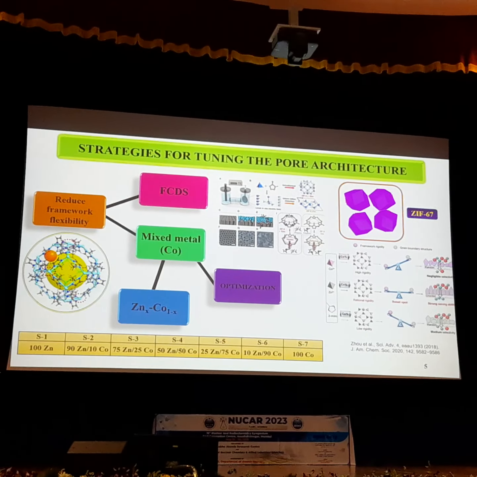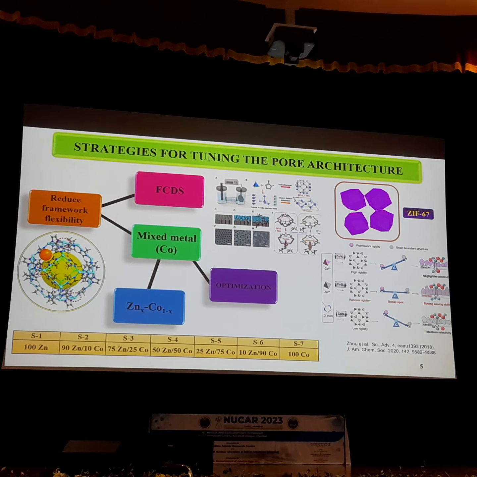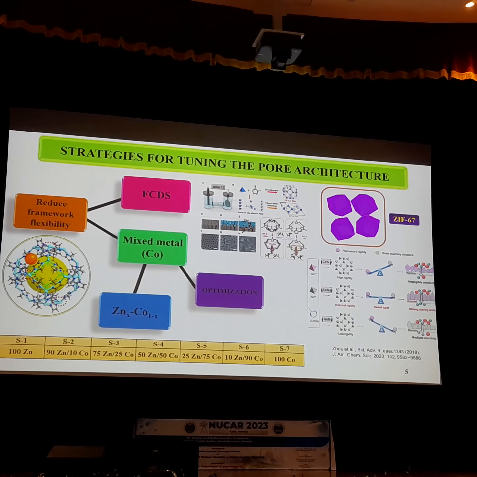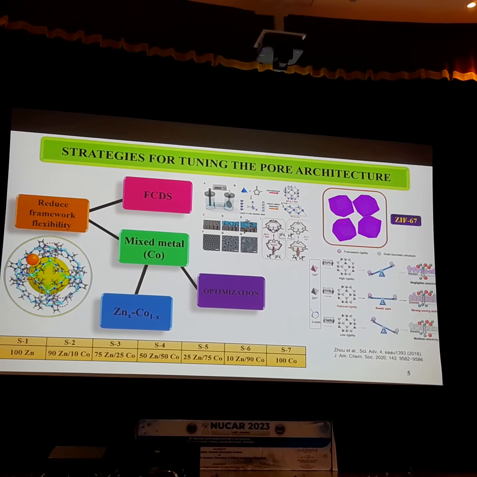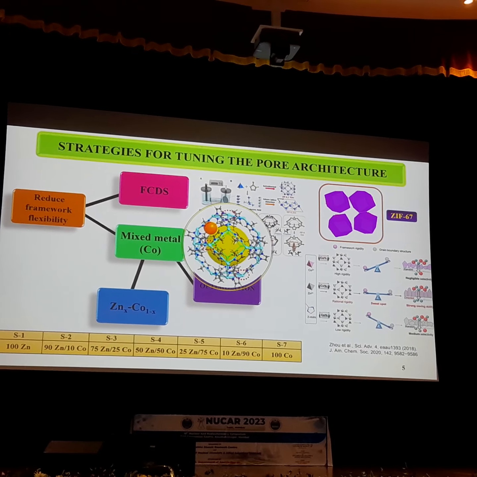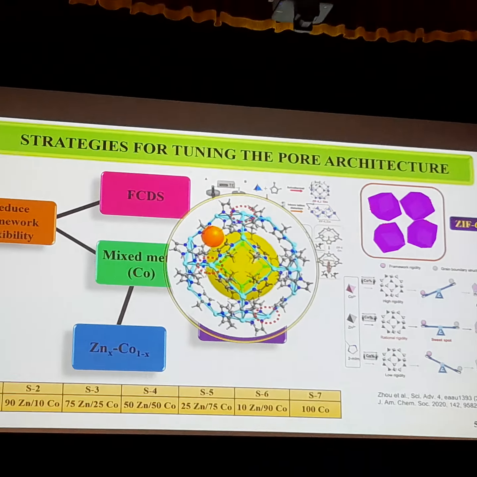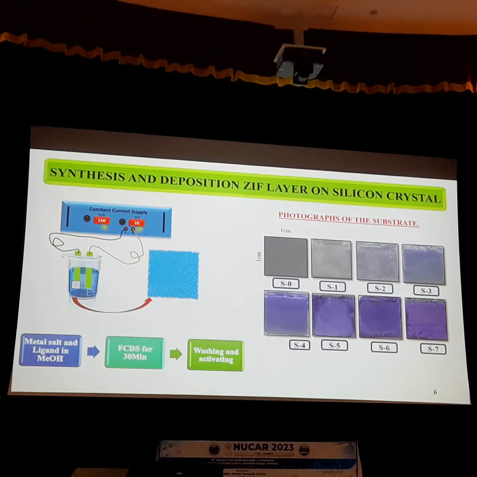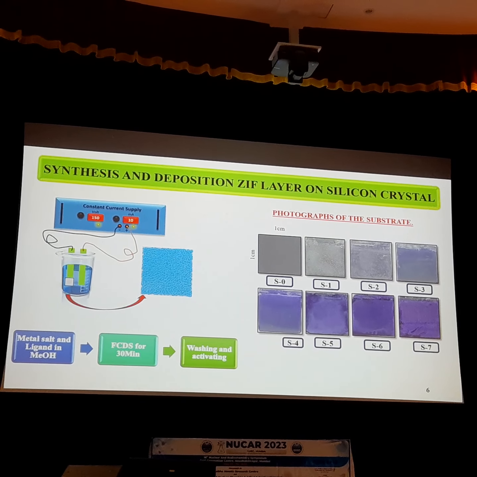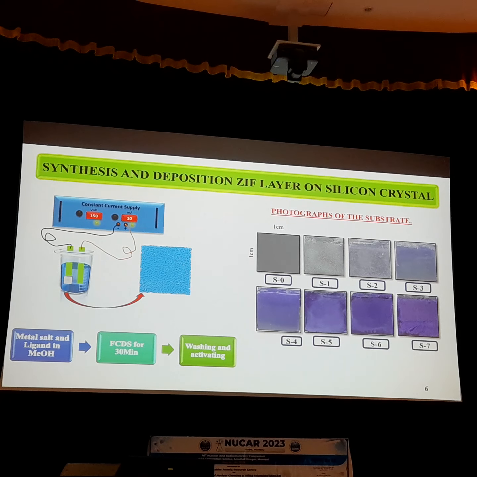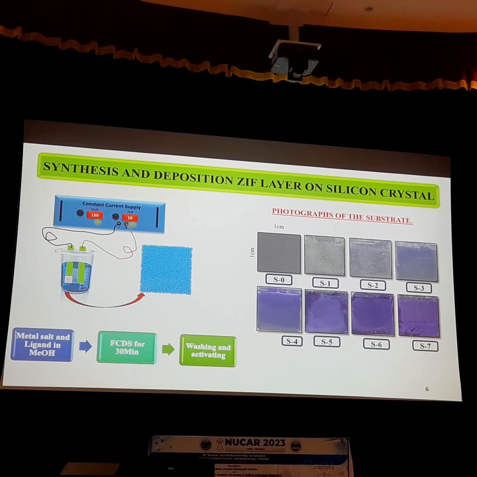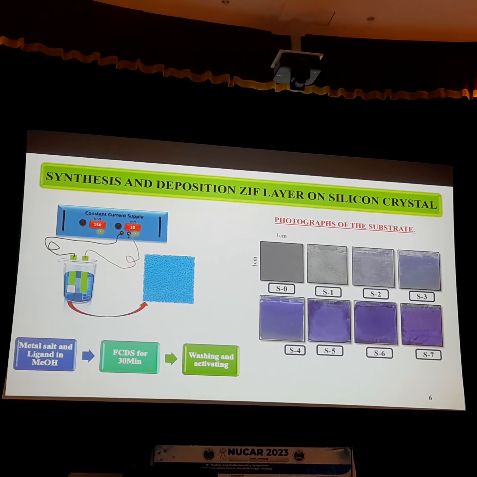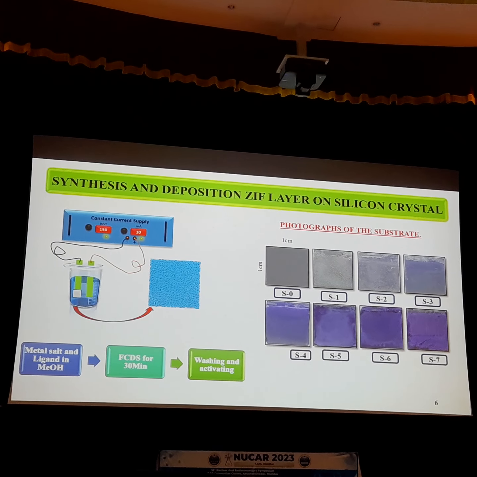So to get an optimum condition with the flexibility as well as the intercrystalline void, I prepared 7 different mother solutions with varying zinc and cobalt ratios, and the whole idea is to replace some of the zinc with cobalt. That's it. And this synthesis procedure is used to synthesize a thin layer of ZIF material on a silicon wafer. Here we place the silicon at the negative terminal, and we pass 10 microamperes of constant current for 30 minutes. And these are the photographs of the samples which we prepared.